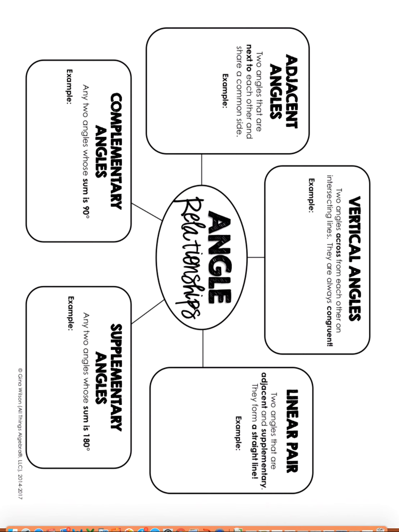And I'm going to start over here on the left-hand side and talk about adjacent angles. So adjacent angles are next to each other, adjacent means next to, and they share a common side. So here's a picture, 2 angles that share a common side would be like angle 1 and angle 2. Okay, and then I'm going to go down to the bottom.